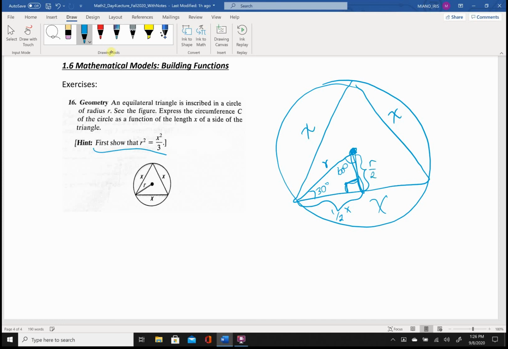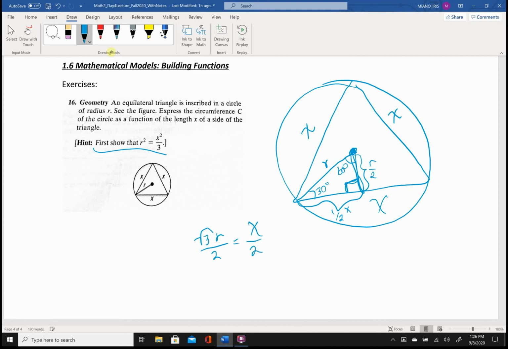And then the relationship between the shorter leg and the longer leg is that the shorter leg multiplied by the square root of 3, which is this, is supposed to equal the longer leg, which we'll call x over 2.